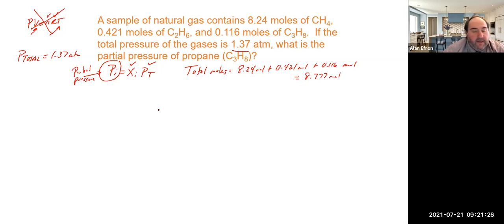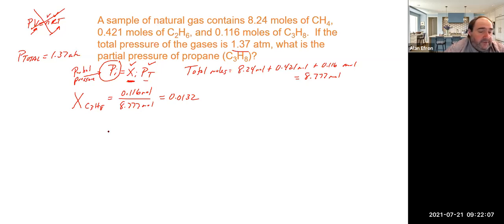So remember, the mole fraction is basically the moles of the gas you're interested in divided by the total moles. Again, not multiplying by 100. In this case, we're interested in propane, which is C3H8. The moles of the propane is 0.116 divided by the total moles, 8.777. That gives us a mole fraction of 0.0132. And again, that is the mole fraction.